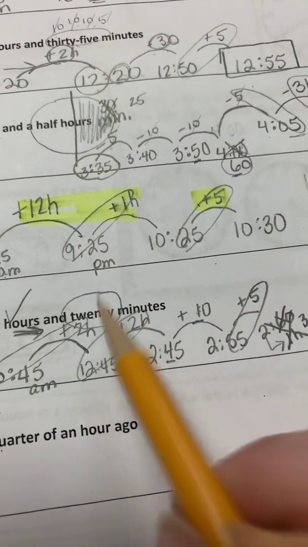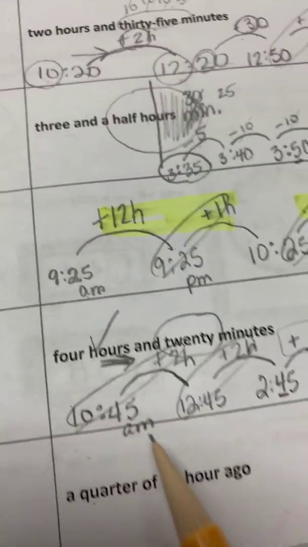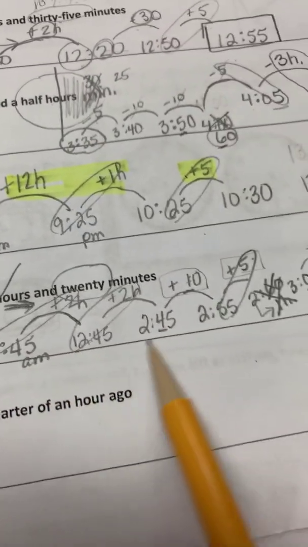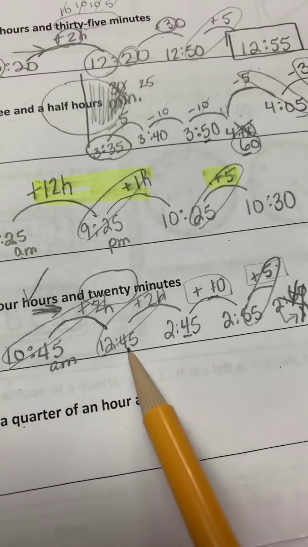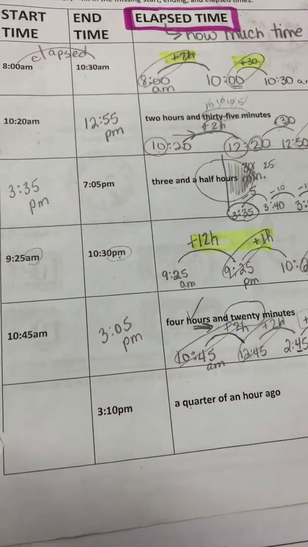We need to jump 20 minutes. So far we've jumped 10, 15. How many more do we need to jump? 5, 10, 15, 20 minutes. 0 plus 5. AM or PM? Well, we're in AM. Did we ever pass a 12? Yes. If you've passed a 12, you flipped from AM to PM. So our ending time is 3:05 PM.